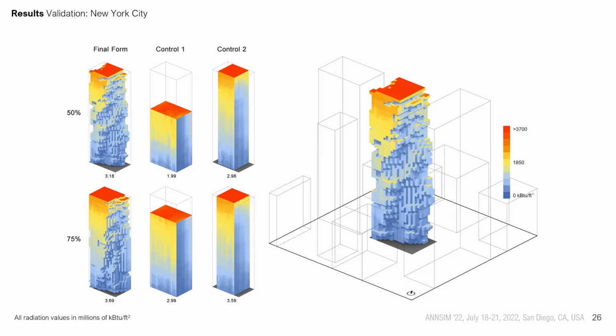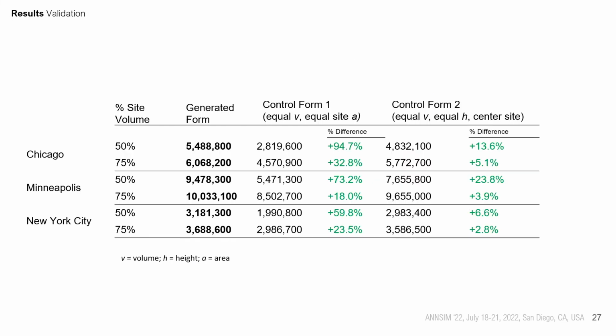I should also mention that we used the annual forms for comparison because they were the summation of all of the analysis periods, which helped to make it a more holistic comparison. And here you can see all the performances side by side. Again, the generated forms received higher solar radiation incident in every instance, but was not as effective in some cases, particularly when 75% of the volume was generated.